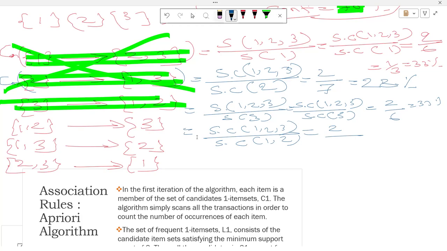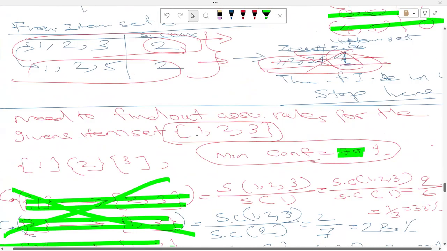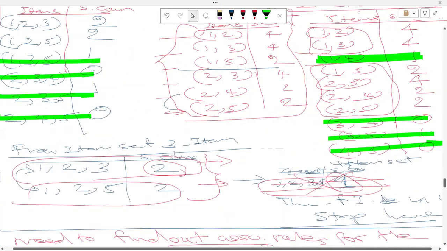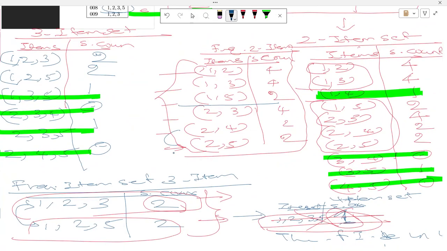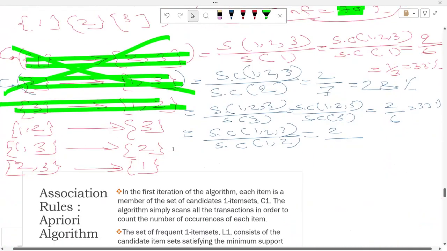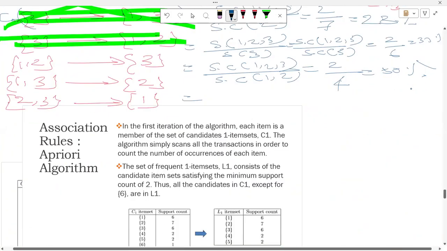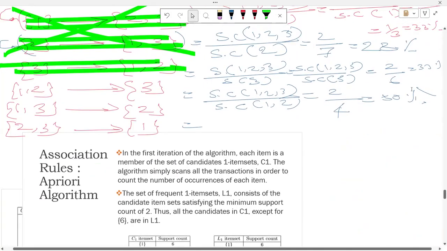So that's why we create this table, right? Support count of 1, 2 is 4, right? So 2 divided by 4 is equal to 50%. Similarly, this also does not satisfy the association rule, because the minimum confidence they are giving is 70%, right?